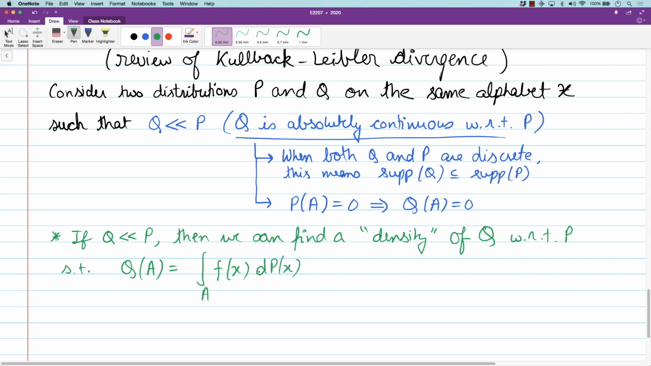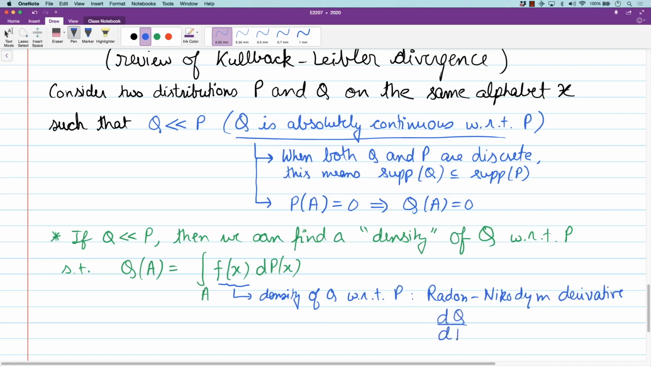So you can take measure P, except that you have to integrate over this density, the density of Q with respect to P. And this density has a name. It is called the Radon-Nikodym derivative of Q with respect to P, written as dQ by dP.